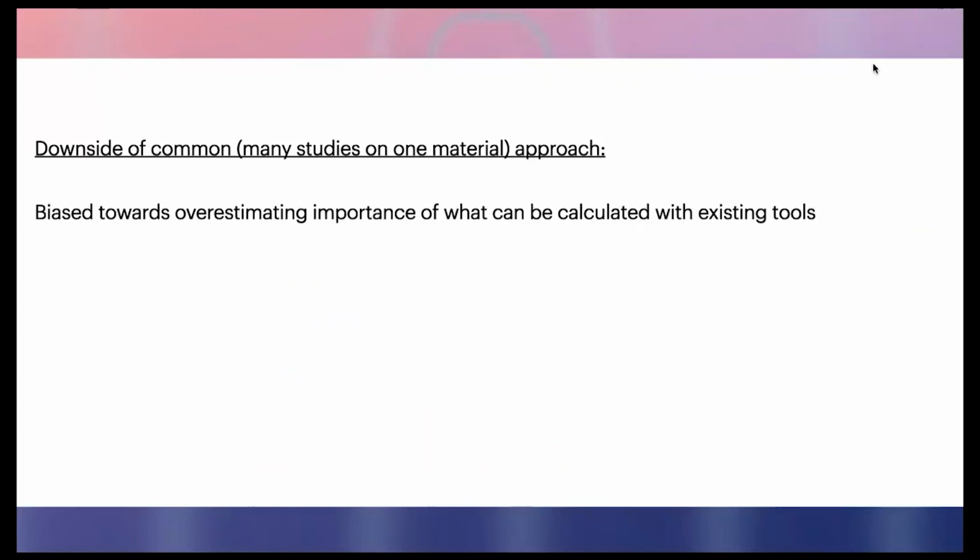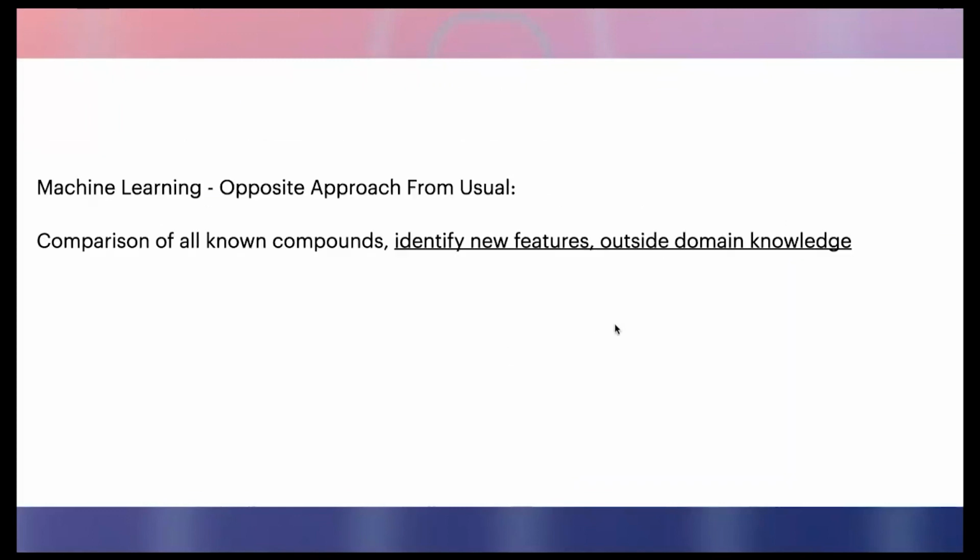I'll share a little bit about how. The downside of the common approach of having many studies on one material, like I showed you with neodymium nickelate, is to overestimate the importance of what you can calculate with existing tools. So all you have is a hammer, everything looks like a nail. Everything is something I should build a basis for and do some DMFT calculations on. But the opposite approach, which you find in machine learning, where you compare, say, all known compounds, can hopefully identify some new features outside of the domain knowledge in that particular field. They're not fully out of nowhere, but outside that particular field.